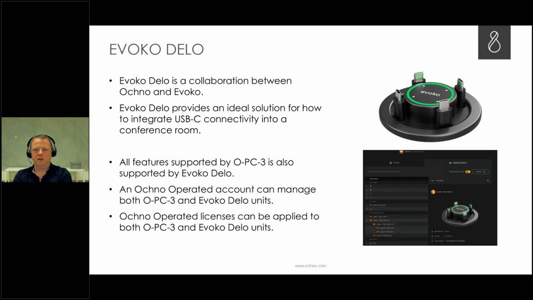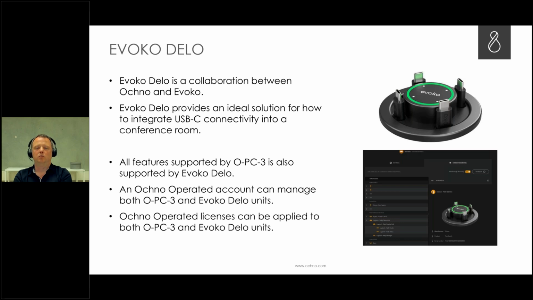So everything that I mentioned about the features on the topologies with MTR, BUD, with Ochno Operated also applies on the Evoko Delo product. You can use your same Ochno Operated account to connect both the Delo units and OPC3, and the licenses can be applied on either of those two products. And I can just mention that the Ochno Operated license is usually bought in 36-month prepaid. There are other options available as well, but that's the normal way. It's a floating license, so once you have the license connected to your account, you can move it between different units.